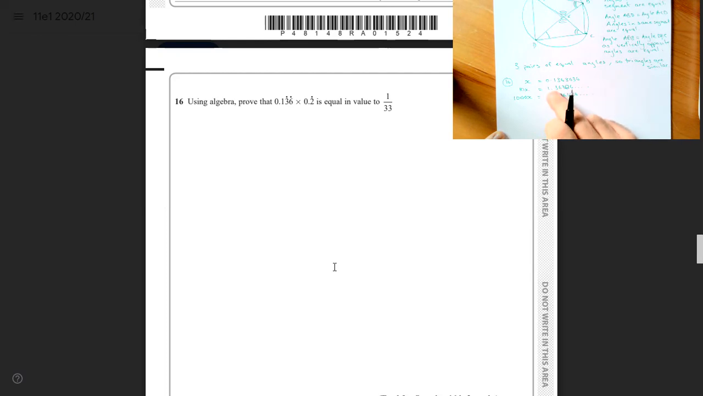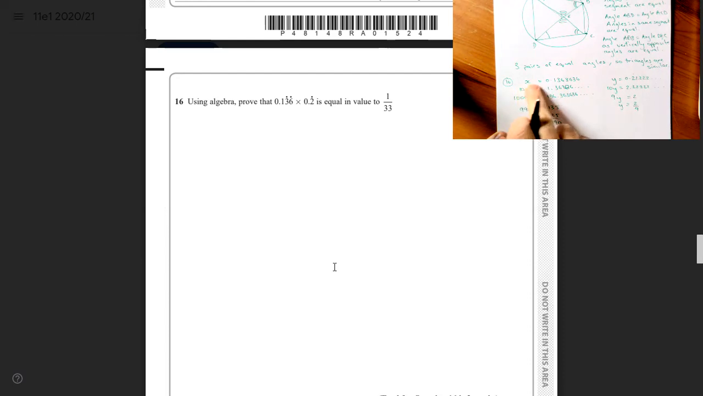Now 136 minus 1 is 135, and 1000x minus 10x is 990. So x equals 135 over 990. Okay, if I do the same for y equals 0.2 recurring, so 0.22222, 10y equals 2.22222, so then 9y would equal 2, so y is 2 over 9.